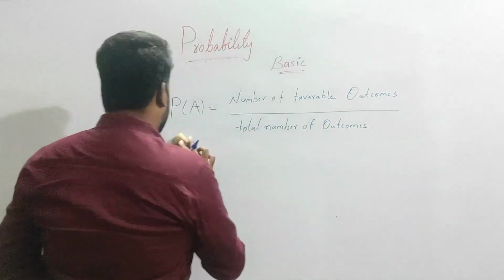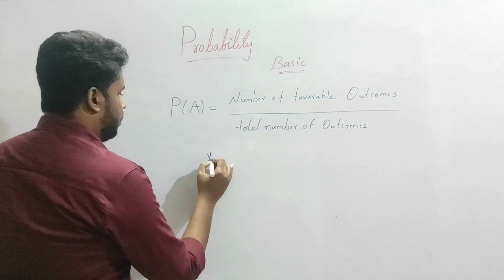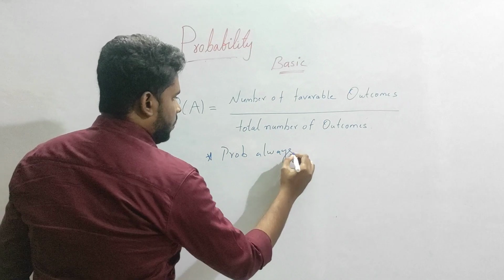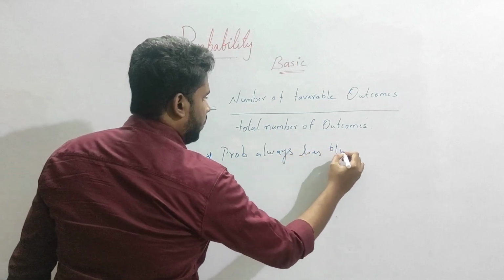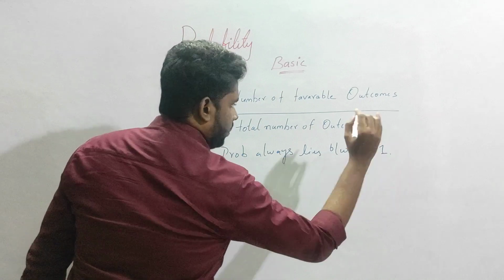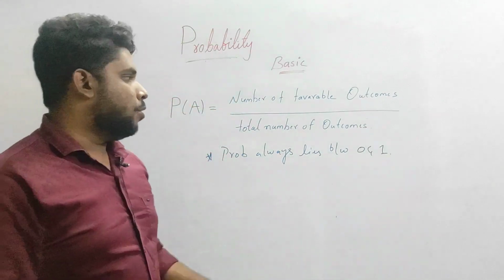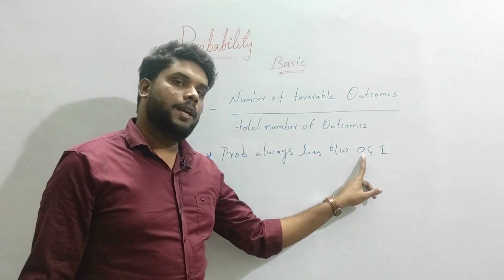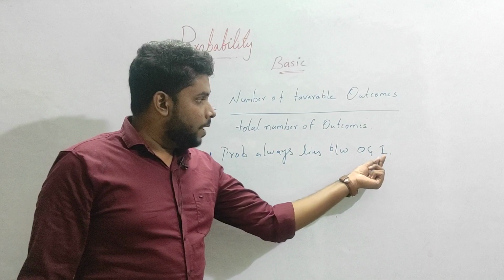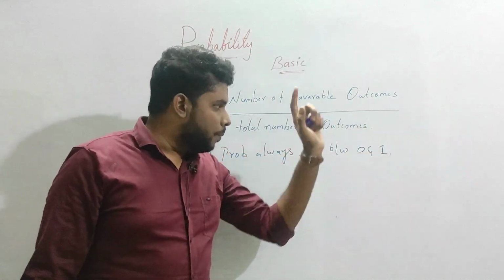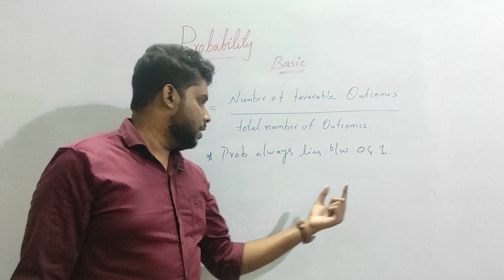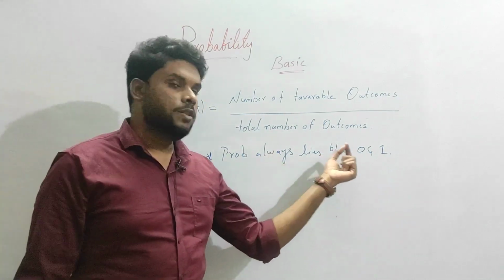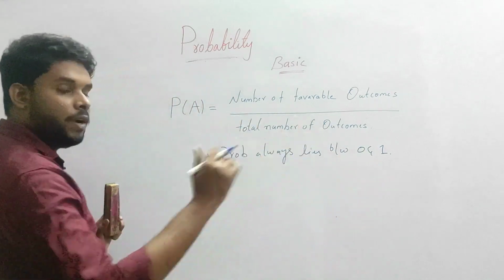Now let's see more about the basics of probability. One thing you should know: probability always lies between 0 and 1. What does it mean? Probability is never negative, so we won't find a probability less than 0, and probability will not be more than 1. This is an important point for solving MCQs. Probability always lies between 0 and 1.